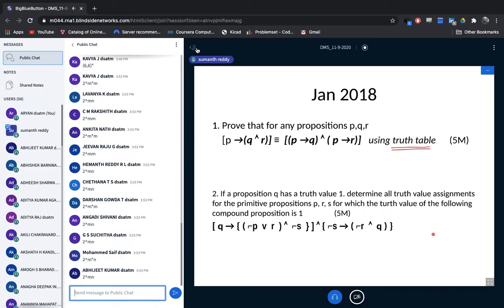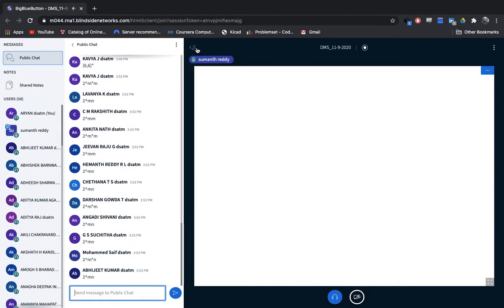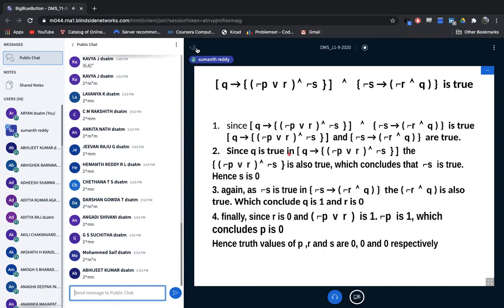And the second question is: if a proposition Q has a truth value 1, and so on. I think this problem also we have solved, right? I told you in the previous class also, don't memorize these sentences. When you look at the textbook, most of the students will try to memorize this.